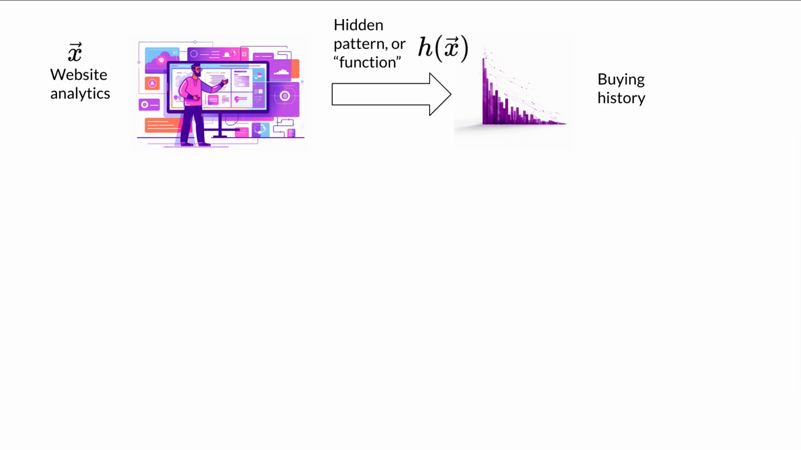There's no mathematics. You can't open some math book and say, oh, give me the equation for the buying history of a buyer on a website. It's just too difficult. Each website is different. The way we measure them is different. There's no way we can write a mathematical closed form or analytical function that would relate the website analytics to the buying history. So we need some method to discover this hidden or latent function.